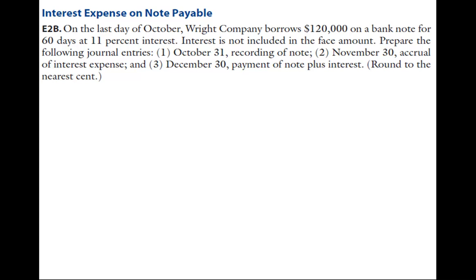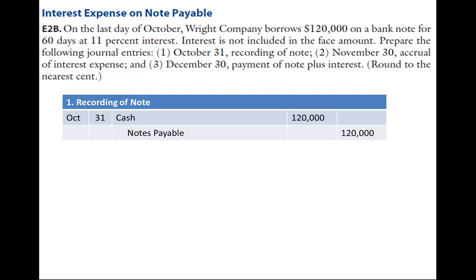So for the first journal entry, we're going to record the actual borrowing of the money. So on October 31st, when we borrow the money, we in turn receive cash from the bank. So we're going to increase our cash account in the amount of $120,000. Now once we sign the note and agree to pay them back, we have created a liability for the company in the form of a note. So we increase our notes payable account for the principal amount, which is the amount that we borrowed.